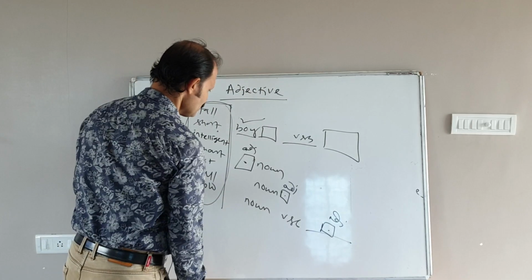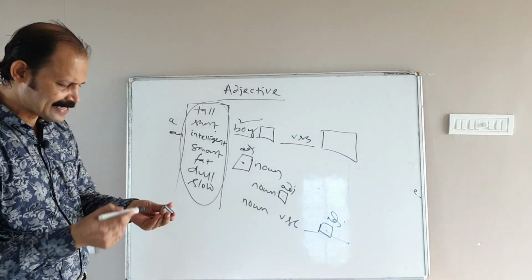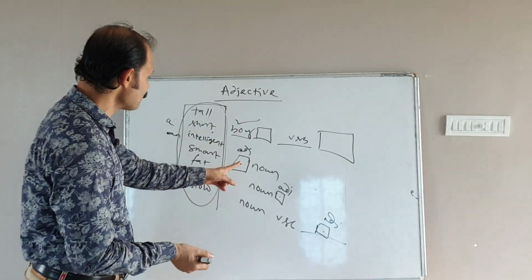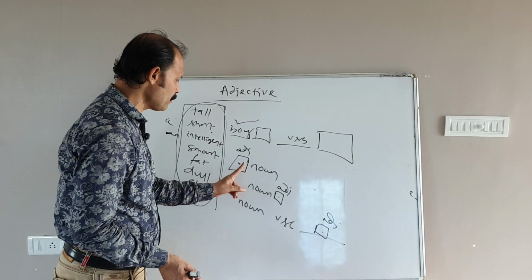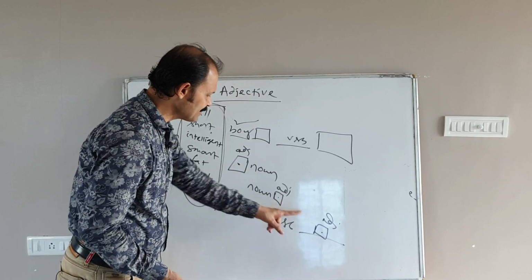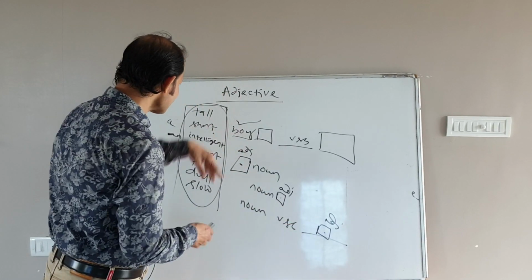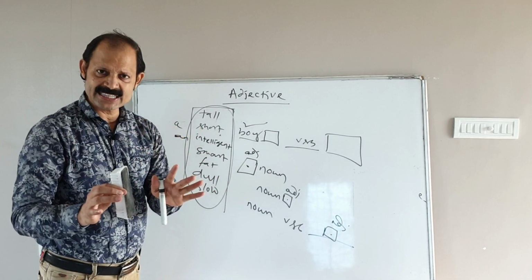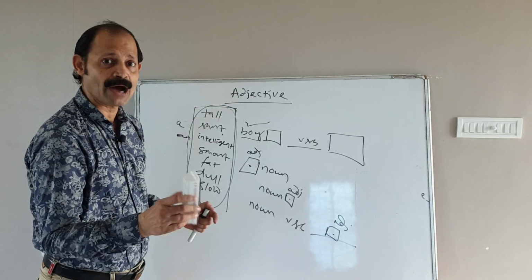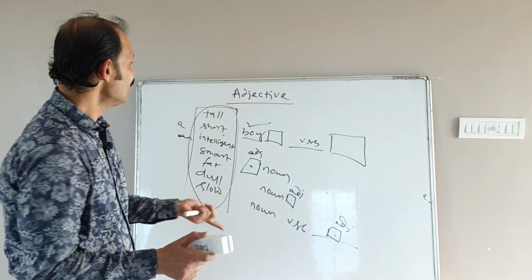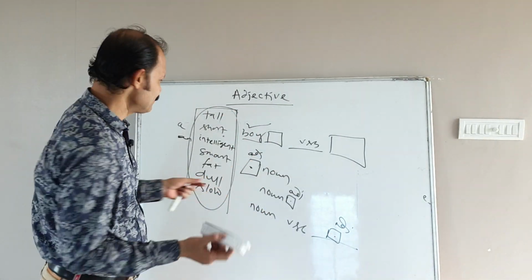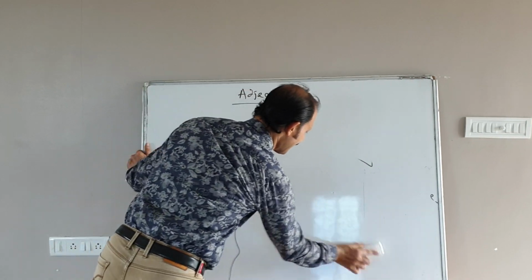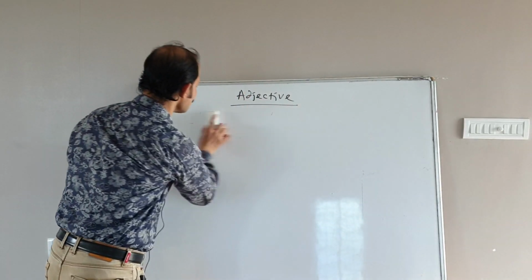When I discuss the kinds of adjectives so far as their position is concerned, I will tell you about attributive, post positive and predicative adjectives. But first, let me tell you about different kinds of adjectives not according to position but according to their qualification, how they are qualifying the noun. Then we will also discuss kinds of adjectives so far as their position is concerned.